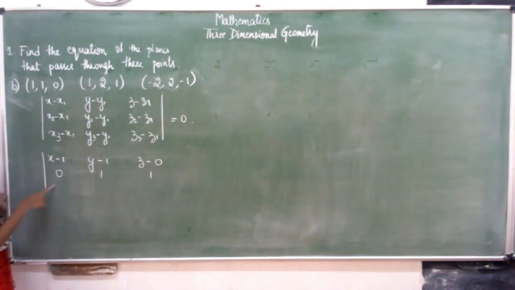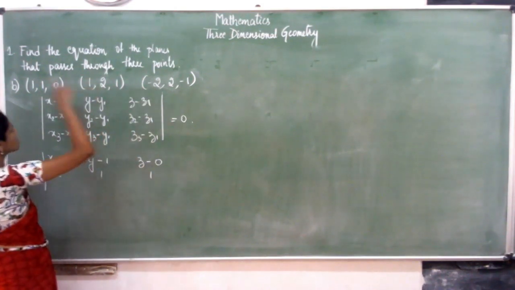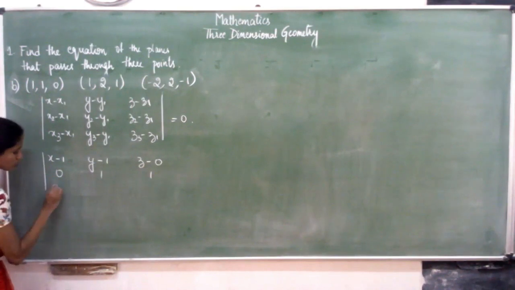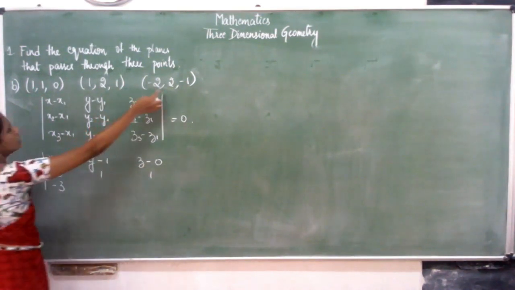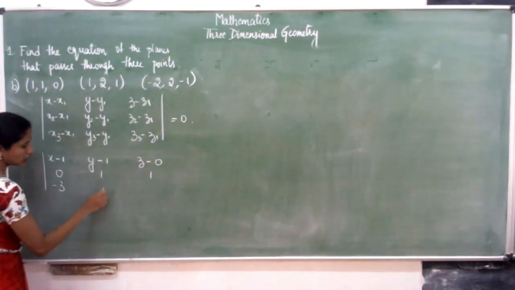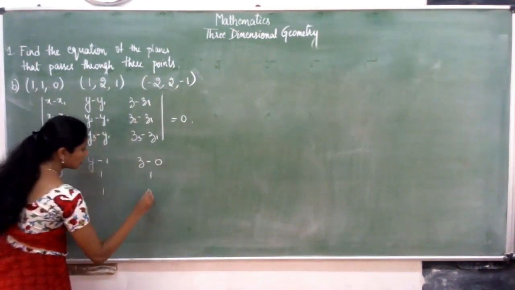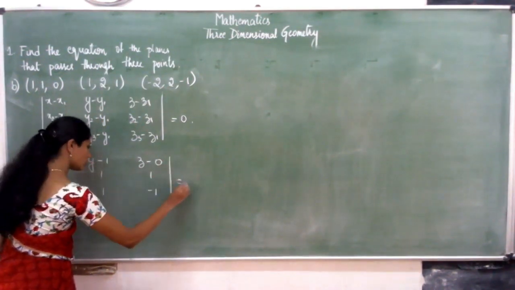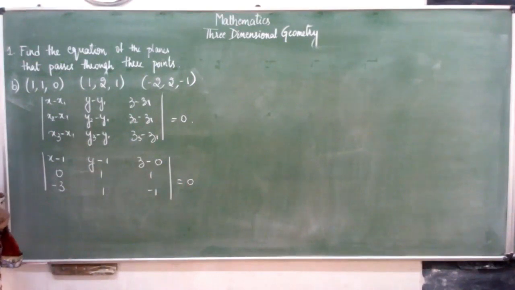Next, we have x3 minus x1. Minus 2 minus 1. So it is minus 3. Then 2 minus 1. 1. Minus 1 minus 0, it is minus 1 is equal to 0. Again, we are going to expand along the row 1.